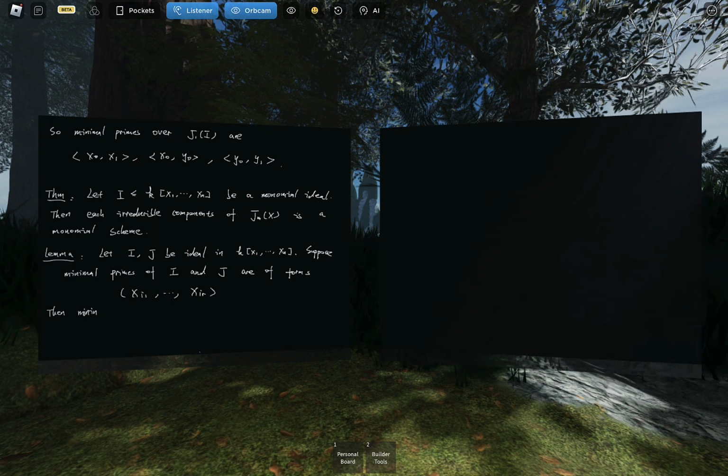Then the minimal primes of this ideal are the minimal elements in the following collection: P is a minimal prime over I, and Q is a minimal prime over J.